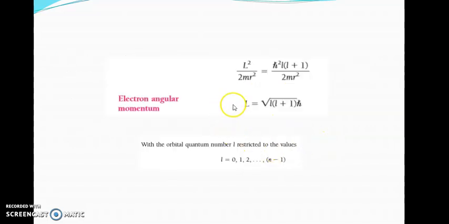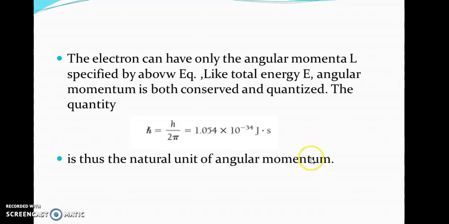So we got L is equal to root of l into l plus 1 cross h, with the orbital quantum number restricted to the values 0, 1, 2, 3, etc. up to n minus 1. So orbital angular momentum magnitude is quantized. The electron can have only the angular momentum specified by the above equation. So like the total energy, the angular momentum is also both conserved and quantized.